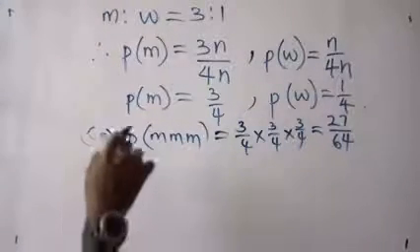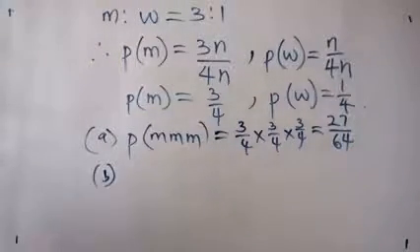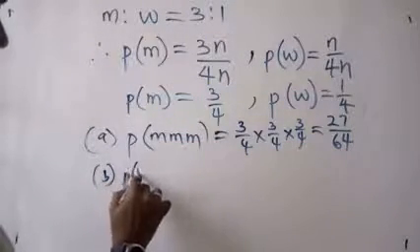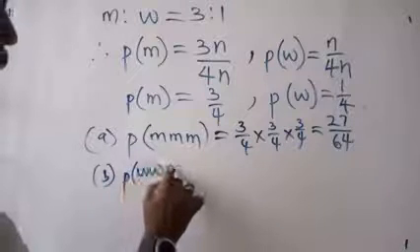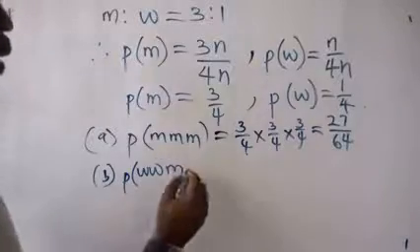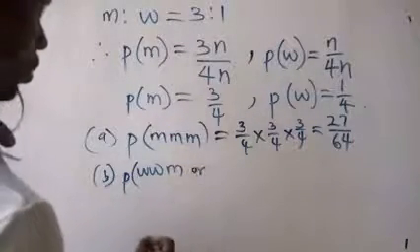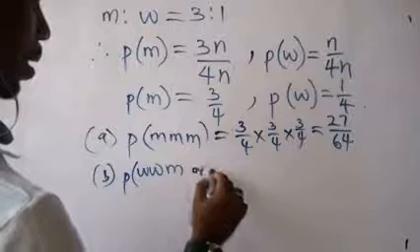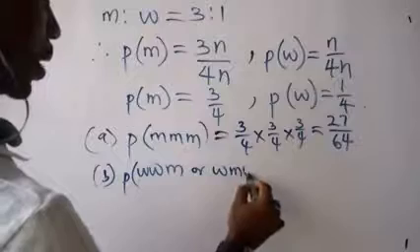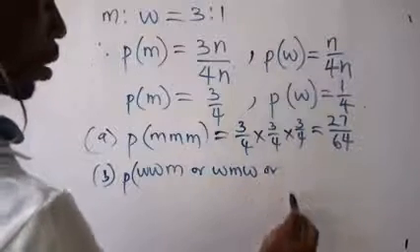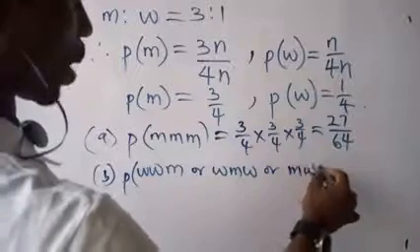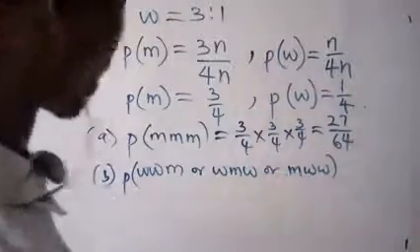The second question says 2 women and 1 man. And that means 2 women, WW, and a man. That means the first 2 can be women, followed by a man. Or, if you look at it critically, the first can be a woman, followed by a man, then a woman. Or it could be that the first is the man, followed by a woman and a woman. These are the 3 options that we have.